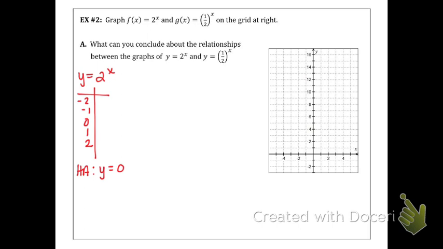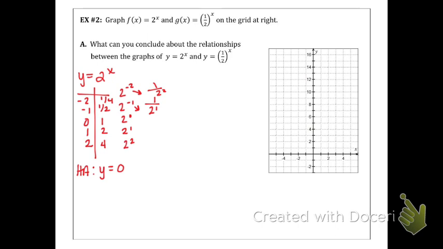So I plug this in. 2 squared, starting at the bottom here, is 4. 2 to the first is 2. 2 to the 0 is 1. 2 to the negative 1, remember negative exponent, send it to the bottom. So I got 2 to the first on bottom and a 1 on top, which is 1/2. And then 2 to the negative 2, again, send it to the bottom. So I have 2 squared on bottom, a 1 on top, which is 1/4.